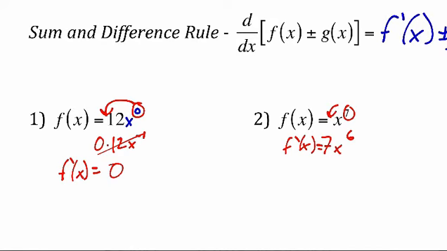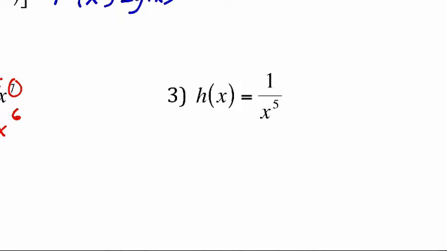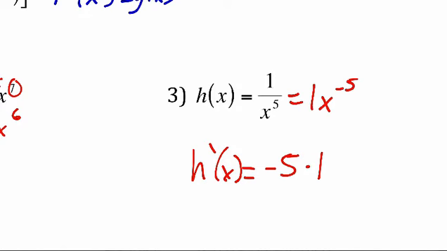For number 3, let's get a little more sophisticated here. We have h of x equals 1 over x to the 5th power. What I want you to think about this as is h of x equals 1 times x to the negative 5th. Remember, if your variable is in your denominator and it's raised to an exponent, you can take it out of the denominator and raise it to the negative exponent. So h prime of x is going to be that negative 5 times that 1, x to the, and we're going to subtract 1.